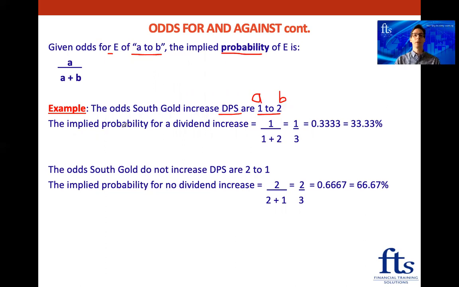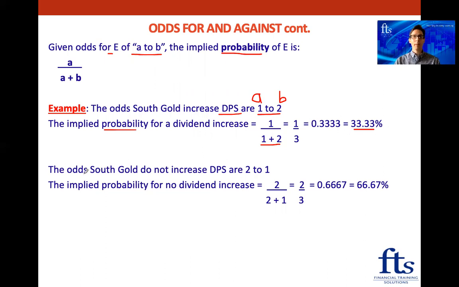So now if they want us to work out the probability of a dividend increase, we just take A in the numerator and divide by the sum of A and B, and that gives us our 33%. That's working out because that was what they gave us on the previous slide.